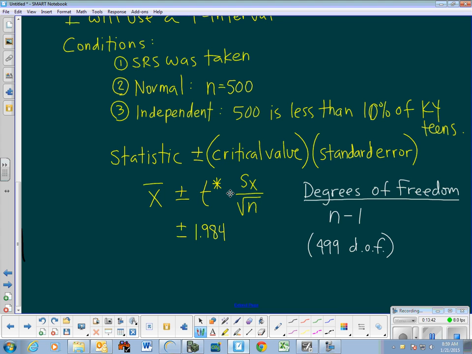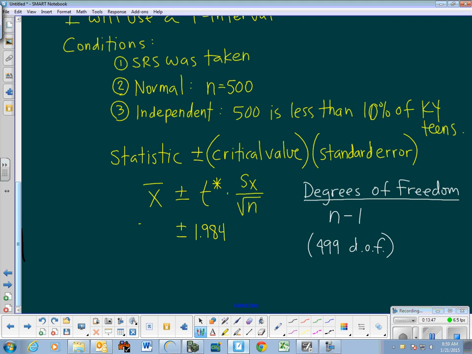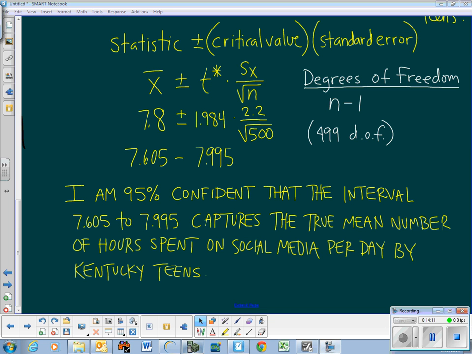My x bar number, I've already forgotten my question, was 7.8. The only thing I actually know is that the 500 I looked at averaged 7.8 hours. Their standard deviation was 2.2, and I asked 500, so that's there. Now we just plug and chug and create our interval. I'm going to pause, get that on paper, and then resume. Okay, so I plug and chug, put the 7.8 plus or minus the margin of error. I've got a pretty small margin of error, which is what happens when you sample 500 people. And I get 7.605 to 7.995.